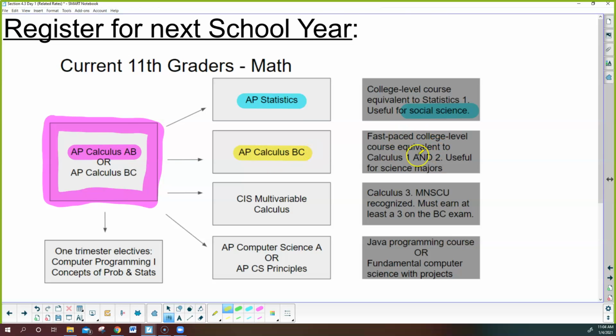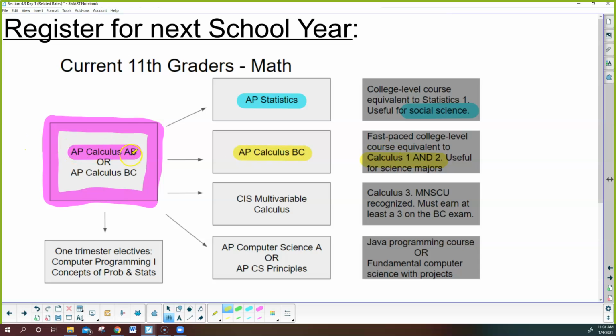It's fast paced, but it is for anybody who's interested in a science major or a medical major. If you're going to the medical field, anything like that, BC Calculus would be highly recommended. And it's a full year of college math, so considered to be Calc 1 and Calc 2 of a regular university schedule, which is 2 semesters worth.